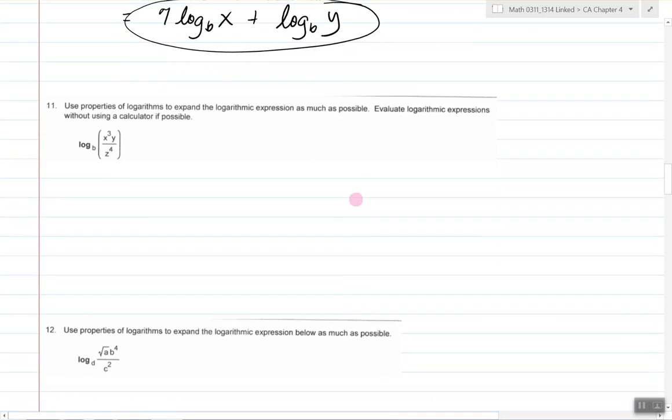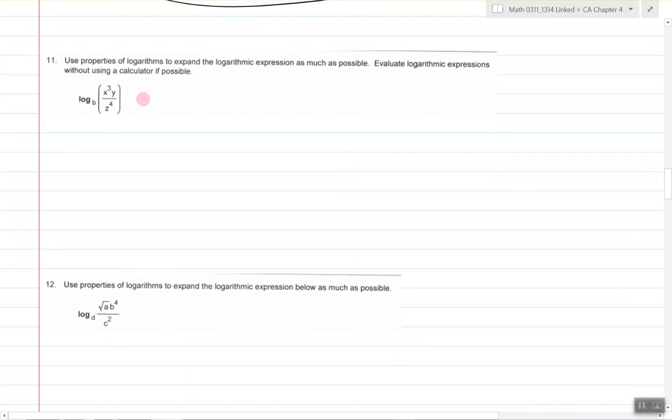Number 11. I see a fraction, which is a quotient. I see some powers, and I see a product. Powers are taken care of last in the expanding. So this is log base b. This is how I do it, and I think this is kind of a shortcut. Every factor in the numerator gets added. Every factor in the denominator gets subtracted.